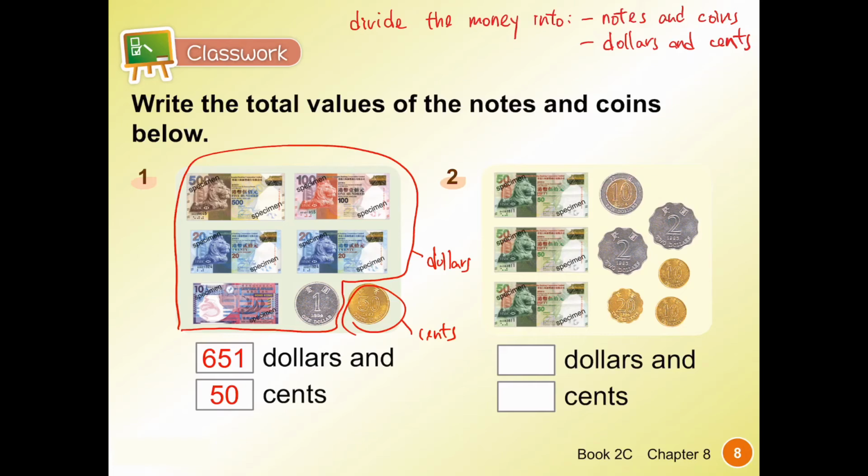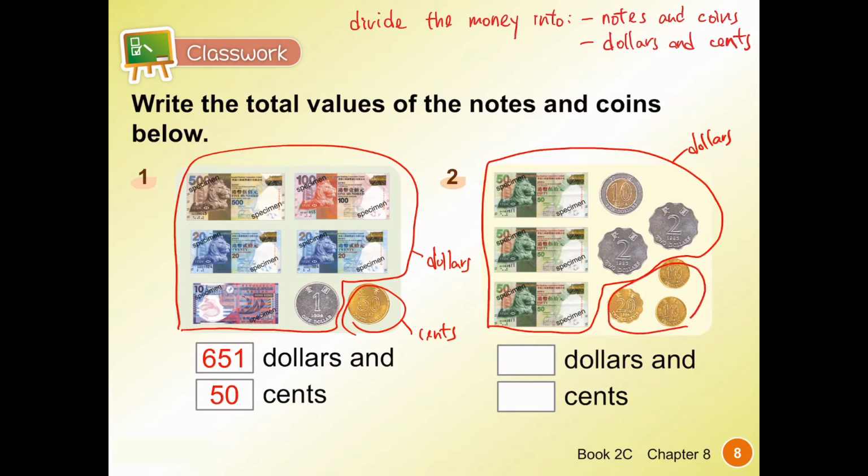And question number 2. We will divide the money first into dollars and cents. So here, the dollar group, and then the cents group.